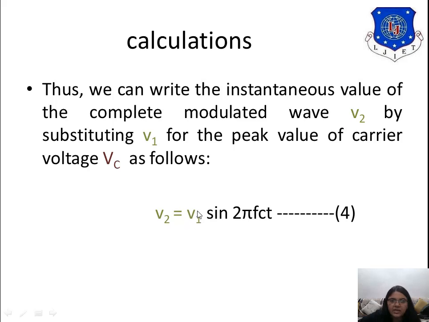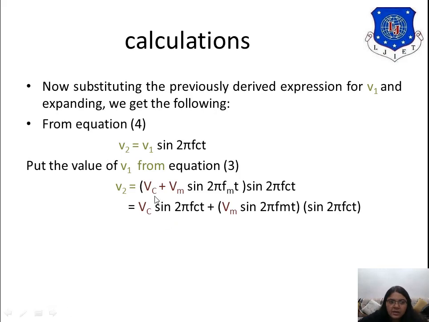But you know that when we want to send the signal over a larger distance, we need to convert the low frequency to high frequency. So here you can see that sine 2 pi fct is a high frequency signal which is multiplied with this. So here I can have the answer Vc sine 2 pi fct, my carrier signal, plus the envelope Vm sine 2 pi fmt into sine 2 pi fct. So this is the summary of all the equations that we can have.